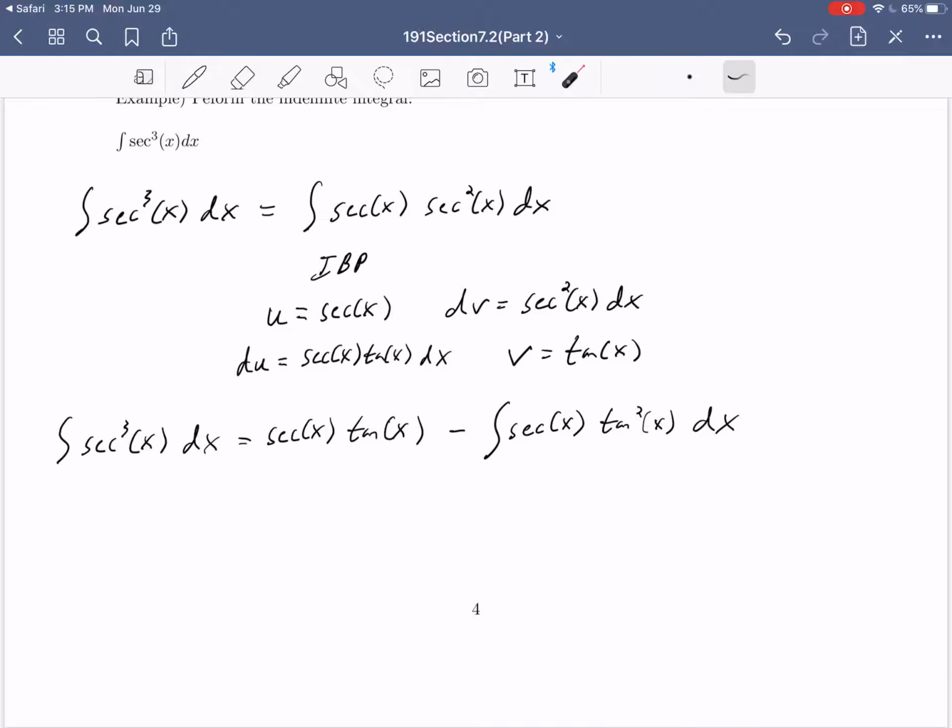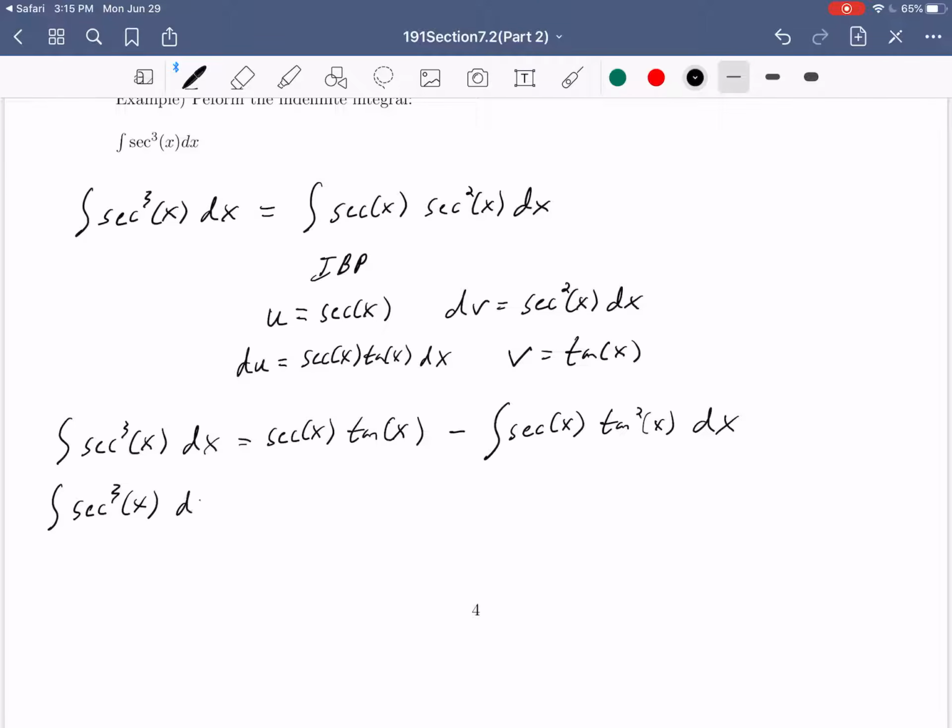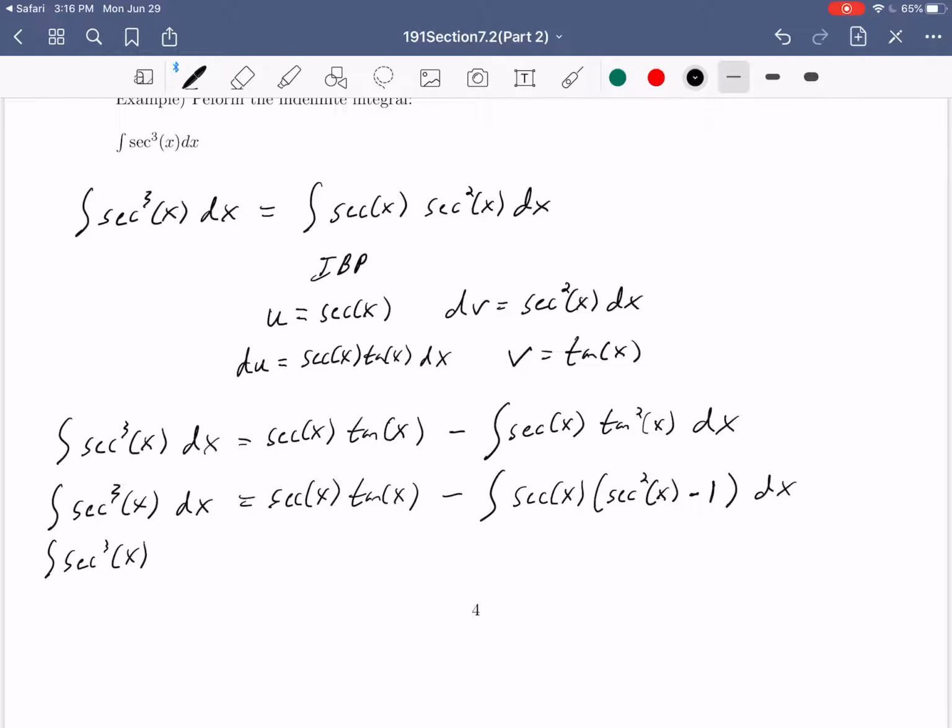There's not much else to do, so let's just put a Pythagorean identity in there. So the integral of secant cubed x dx is secant x tan x minus the integral of secant x, and we know that tangent squared is equivalent to secant squared minus 1. So secant squared x minus 1 dx. I guess we could multiply that out, and we get the integral of secant cubed x dx is secant x tan x minus the integral of secant cubed x minus secant x dx.